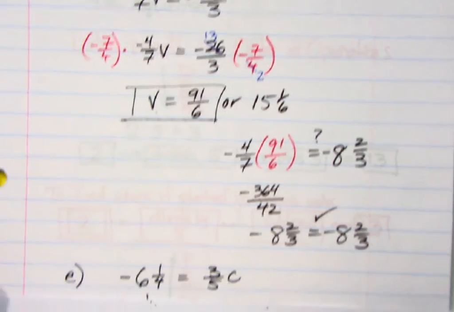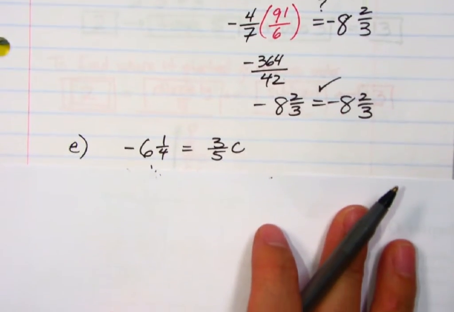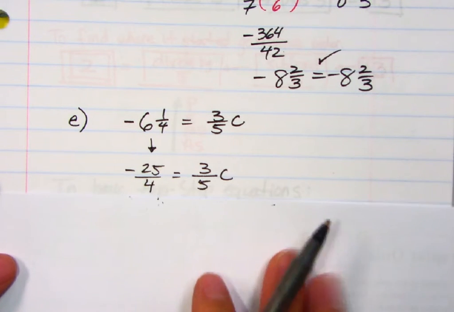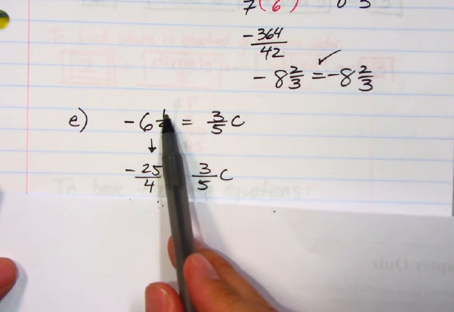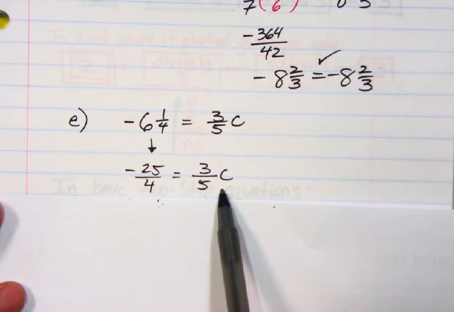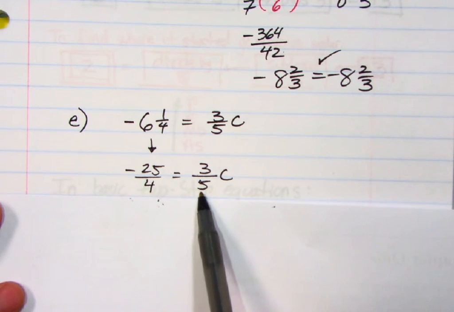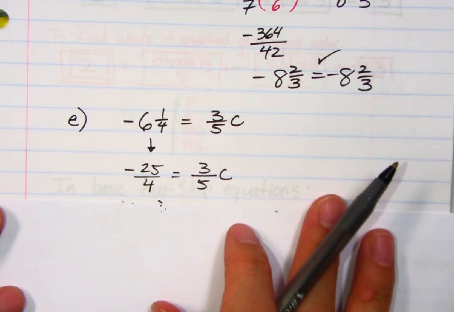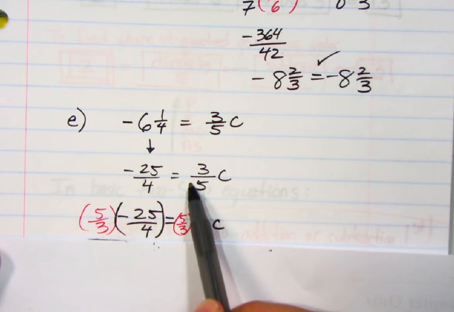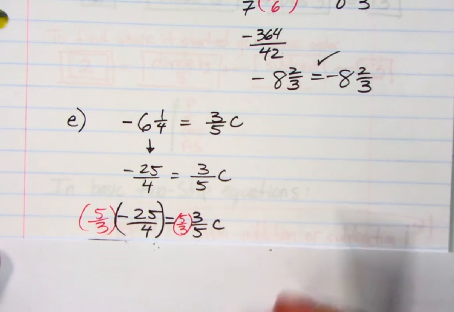Last example I have for you is this one here. Let's go again with some mixed numbers. Okay, here's a mixed number. I'm going to change that to an improper fraction just like this. 6 times 4 plus 1, 25/4. Okay, find your variable term. That's over here. The coefficient is right in front. So that's the one I'm going to go ahead and reverse and multiply. Changes to 5/3. Okay. Multiply by 5/3 on both sides.